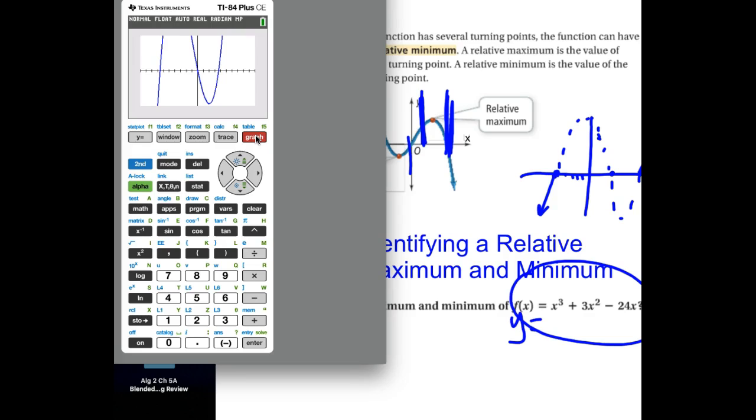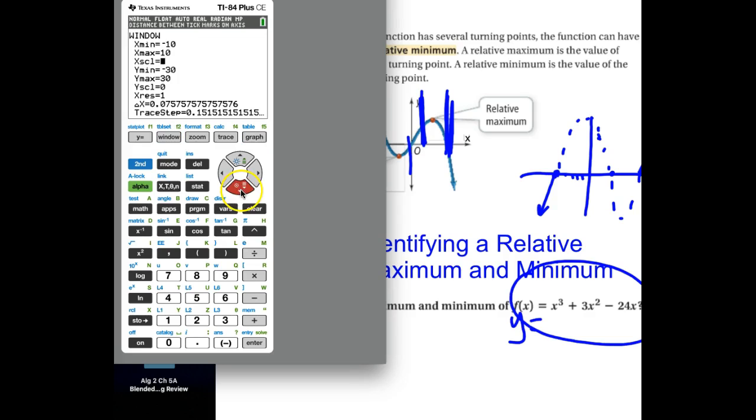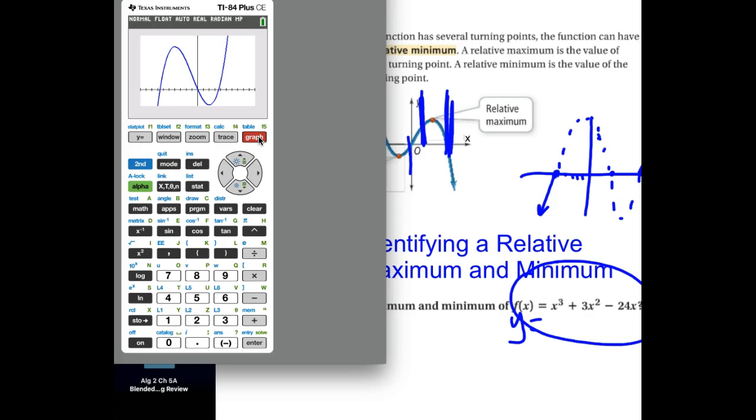So I'm going to make it get a little higher. I'm going to go back to my window, and let's set our y max. Let's put it up at 100. All right, and now we can see the nice cubic graph.